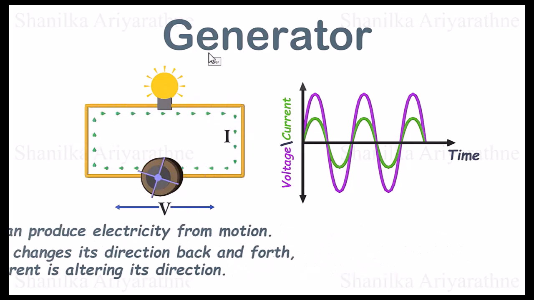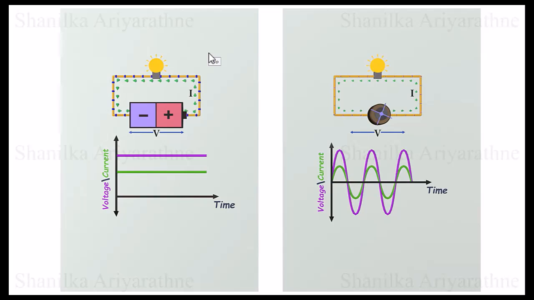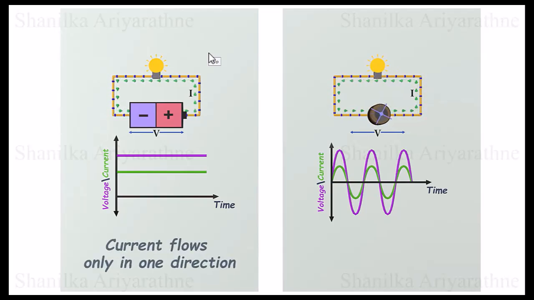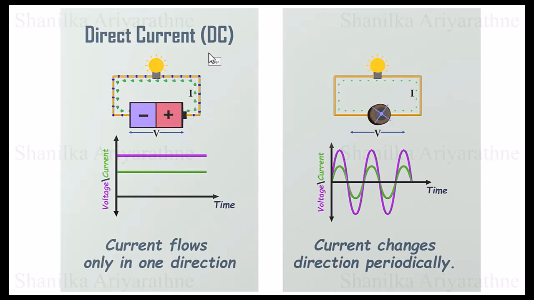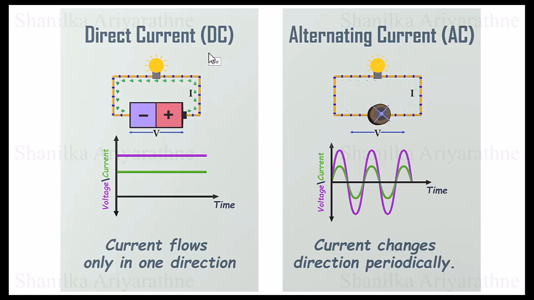Let's compare the outputs of a battery and a generator. We can see that the current from the battery flows only in one direction. This is called direct current. In contrast, the current from a generator alternates its direction periodically. This is known as alternating current. These two basic current types, DC and AC, are used in our daily lives. Our homes receive alternating current from the main grid, which powers most of our household electric devices such as lights, heaters, and motors. On the other hand, all of our battery-powered devices use direct current.